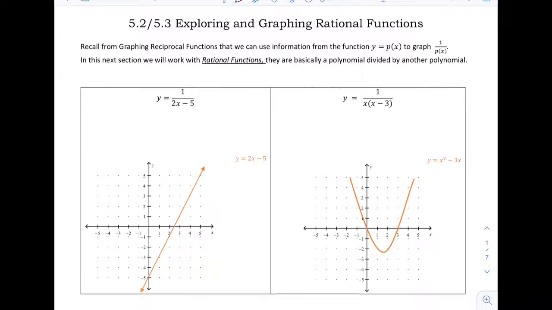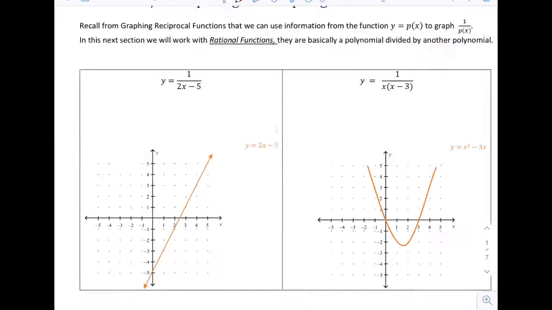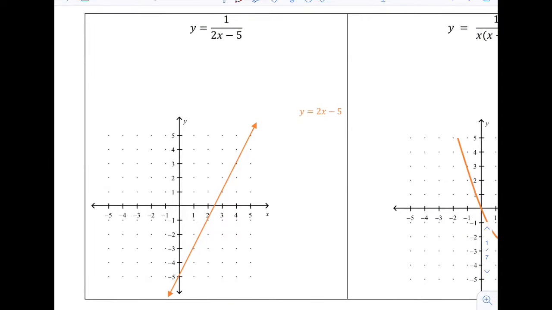So what I want to do is just a quick overview of what we did in the first section. If you remember, if we have a reciprocal of y is equal to 1 over 2x minus 5, how is that related to the original function that we have? Well, one thing that we do know is that we have a vertical asymptote anywhere there's an x-intercept.